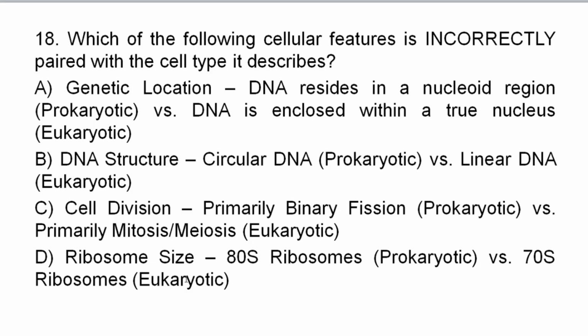Good. The correct answer is D, ribosome size. The size of ribosomes in prokaryotes is smaller than the ribosomes of eukaryotes. Eukaryotic cells have larger ribosomes. However, prokaryotic cells have smaller ribosomes. So choice D is incorrectly paired.